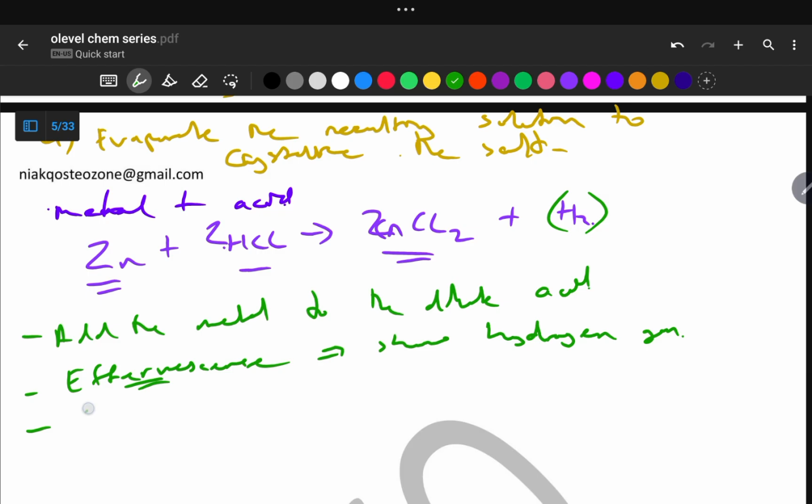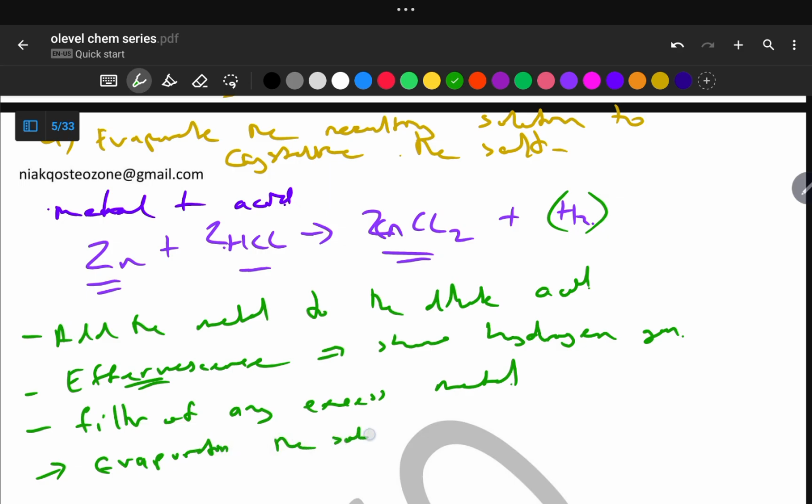So we're going to filter off any excess metal, and then we carry out the evaporation and crystallization method. So we're going to evaporate the solution to crystallize the salt, right? So these are the procedures of making a salt using a metal and an acid, and we can do the same using a carbonate.